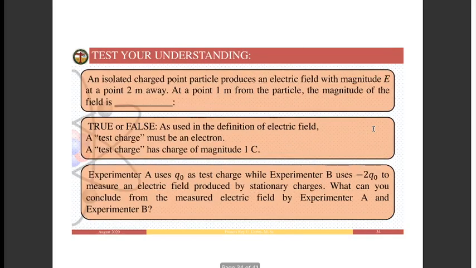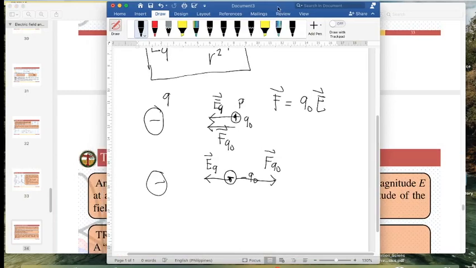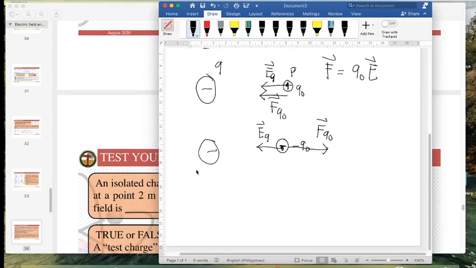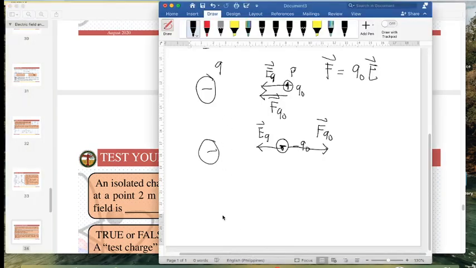Okay, so let's move on to test your understanding. An isolated point charge particle produces an electric field with magnitude E at a point 2 meters away. At a point 1 meter from the particle, the magnitude of the field is blank. So we have to find the magnitude. Can I go to my Word document? So if we have an isolated point charge, the field it produces at 2 meters is E.